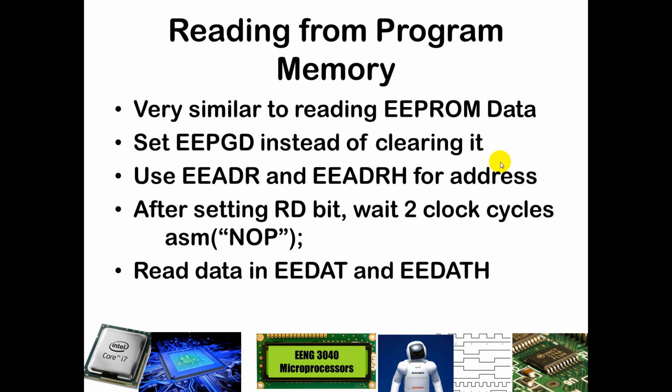Reading from the program memory is pretty similar to reading from the EEPROM. The only difference is now you need a few more address bits. And the other difference is that your EEPGD bit is going to be set instead of cleared, because that's what determines program memory versus EEPROM memory. And so for the address, you're going to use both bytes there. And then after you set the read bit, you'll want to wait 2 clock cycles. So you can actually do ASM no op just to put a couple of no ops in there, waiting a couple of clock cycles so you have enough time to get back both of the registers filled with your data, and then you can read the data in EEDAT and EEDATH.